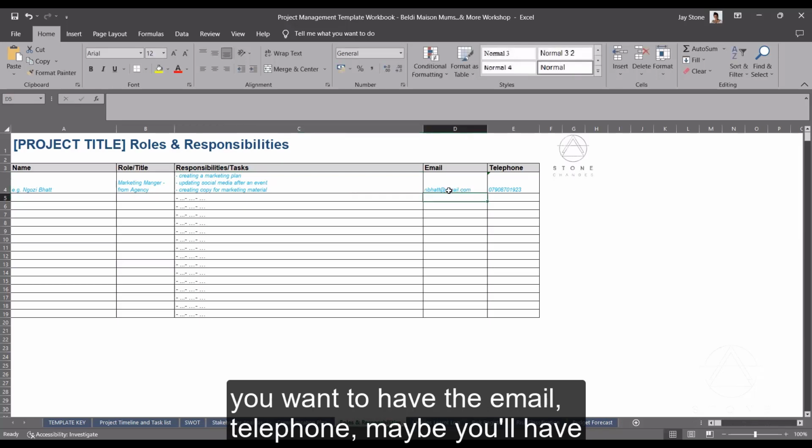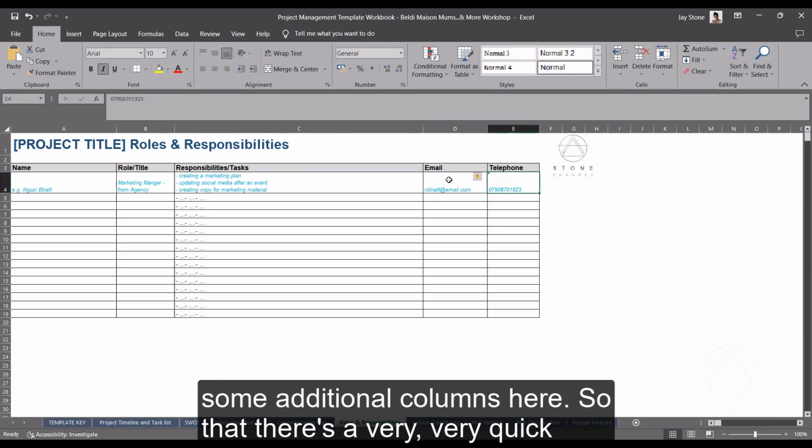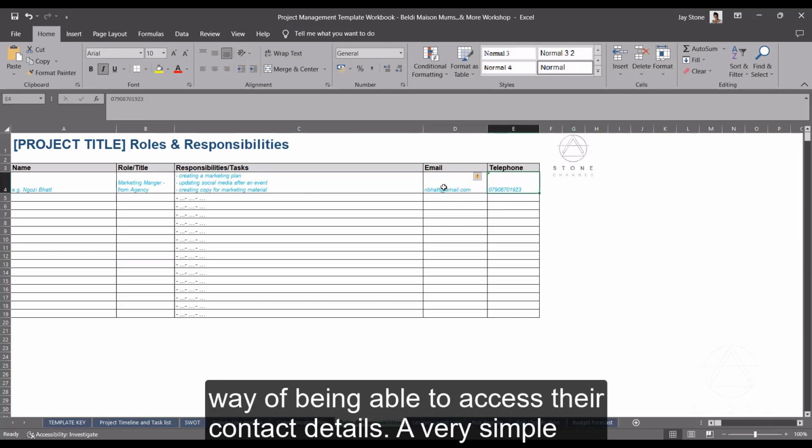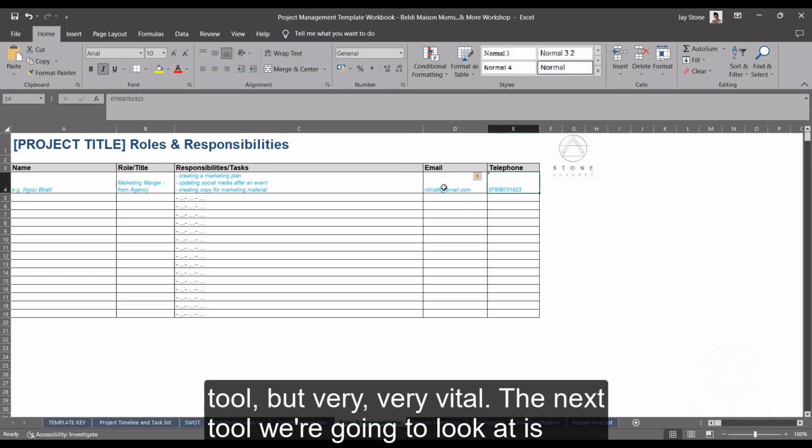And then you want to have their email, telephone, maybe you'll have some additional columns here so that there's a very, very quick way of being able to access their contact details. A very simple tool, but very, very vital.